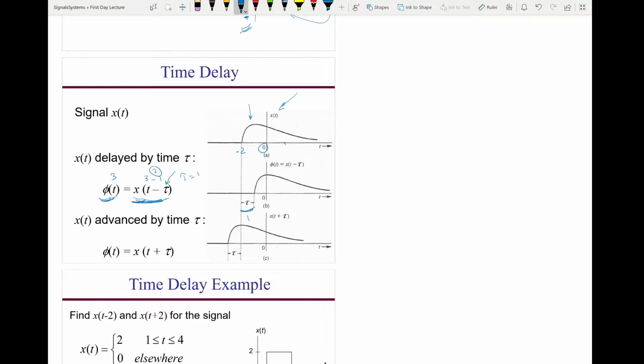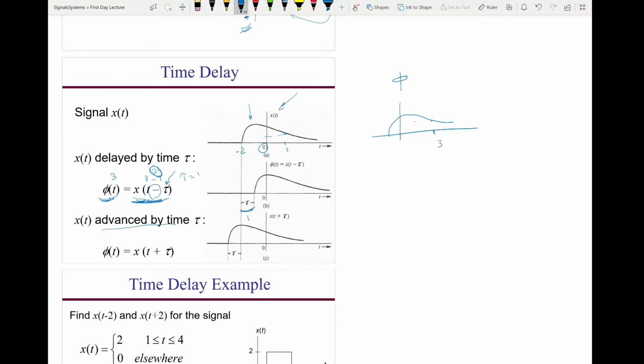So if that is 2, then the new signal here at 3 o'clock will equal exactly the old signal at 2 o'clock. 3 minus 1 is 2. So whatever that value is here, that will be here. And this signal will look something like this. So when you have a minus, it means a delay. It means you shift the signal to the right.